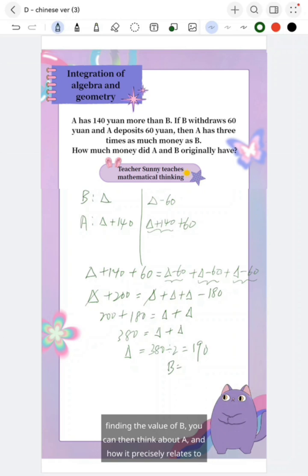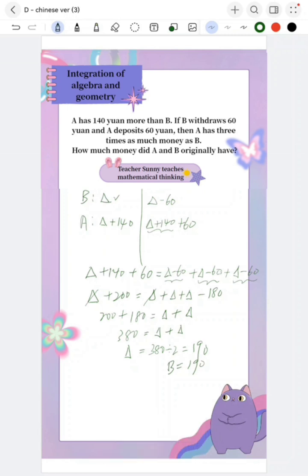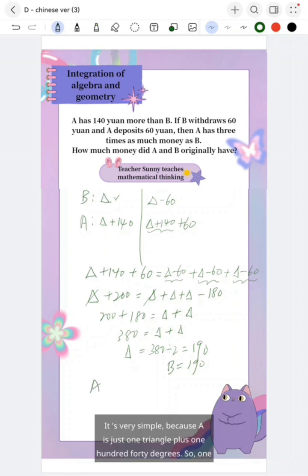After finding the value of B, you can then think about A and how it relates to the overall problem. It's very simple because A is just one triangle plus 140. So one triangle is 190 plus 140, which means we can easily find that A equals 330. Did you get it?